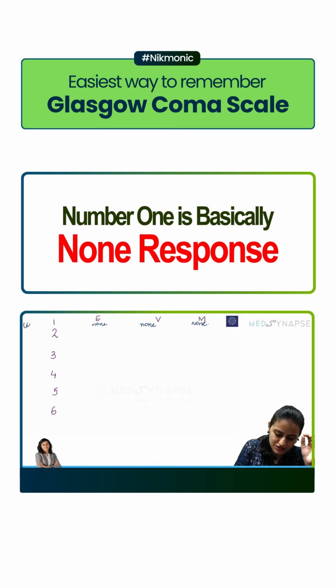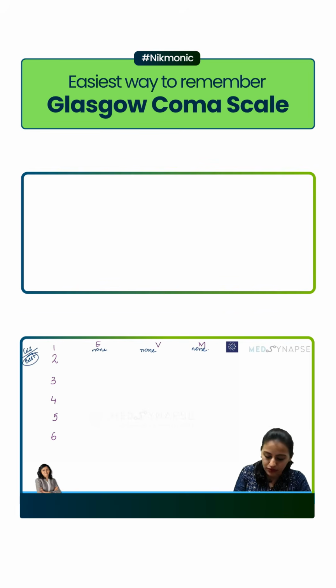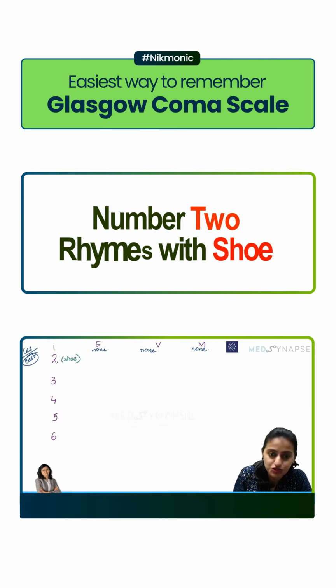Remember, in the calculation of GCS, we look at the best response. Okay, we look at the best response: best eye response, best verbal response and the best motor response. Now starting with 2. Number 2 is rhyming with shoe.